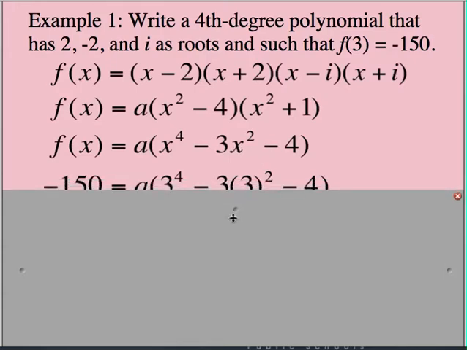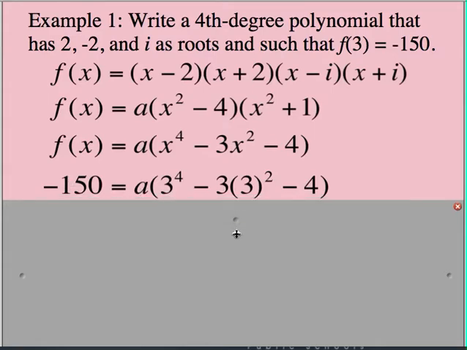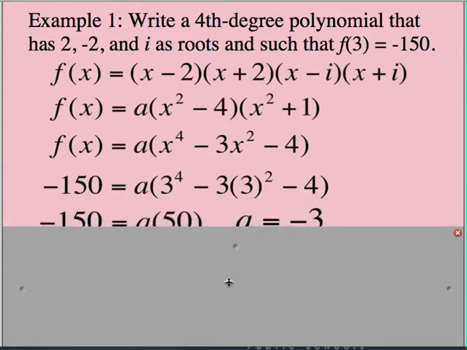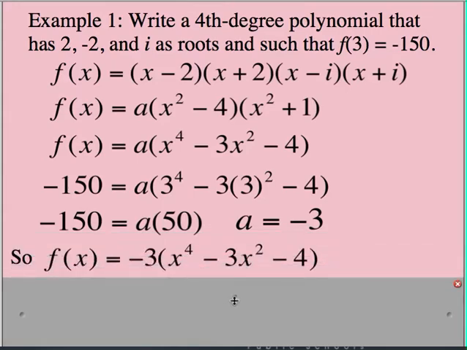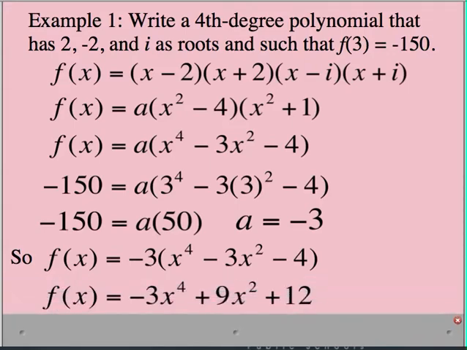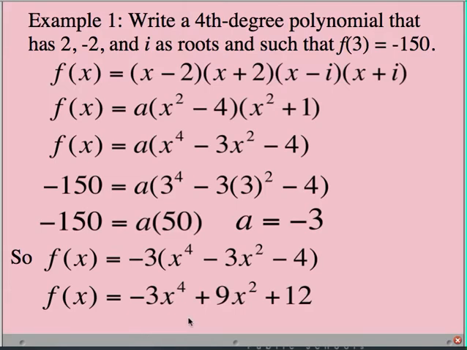Now is the time to plug in the point that it goes through. You know it goes through (3, negative 150). So I'm going to plug in negative 150 for y and 3 for x to solve for that stretch factor, and you'll get a stretch factor of negative 3. Then we'll plug the negative 3 back into the polynomial equation and distribute. Our final equation is f of x equals negative 3x to the 4th plus 9x squared plus 12.